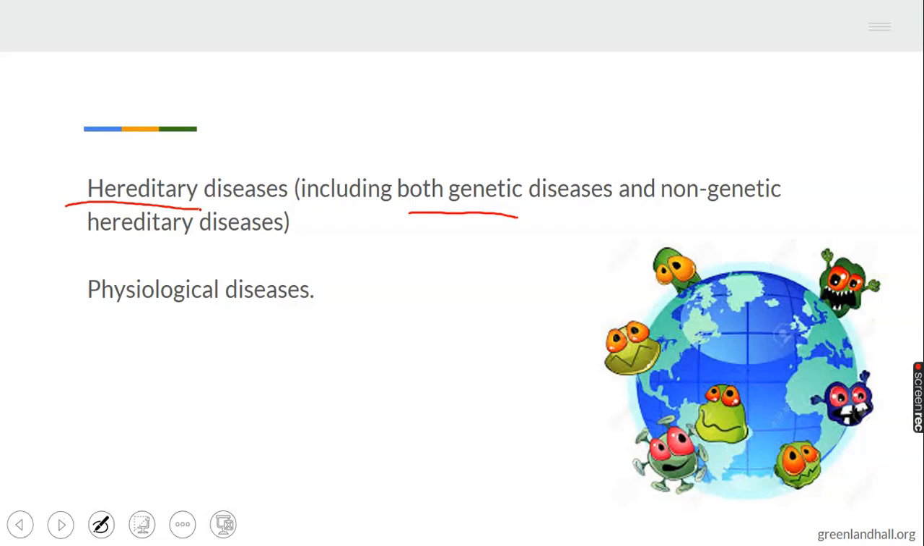Somebody can have a certain sickness or disease and pass it on to the child. It could be just a little baby, hereditary. So what the mother has as sickness or the father as disease can be passed on to the child. That's what we mean by genetic. It could be genetic and non-genetic hereditary disease. Okay, so it can be passed on.